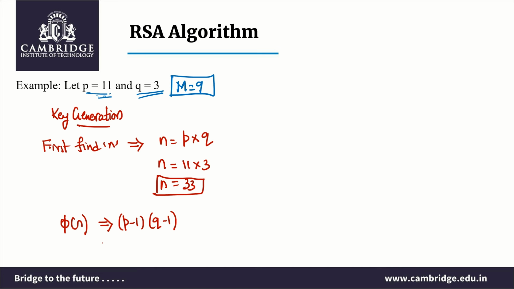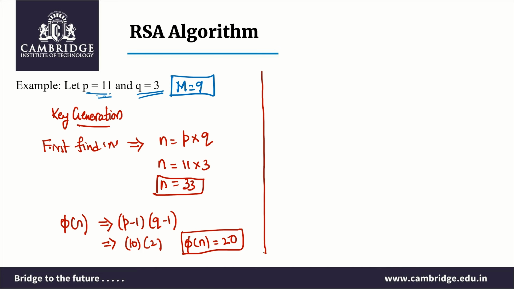So, as you can see, p minus 1 would be 11 minus 1, which is 10, and q minus 1 is 3 minus 1, which is 2. So, basically, phi of n will be equal to 20. Now once phi of n is done, the next task is to find e, because without e I cannot get the public key, and without d I cannot get the private key.